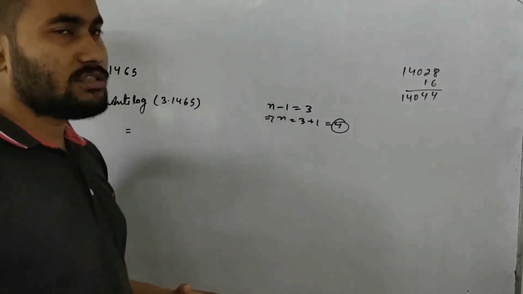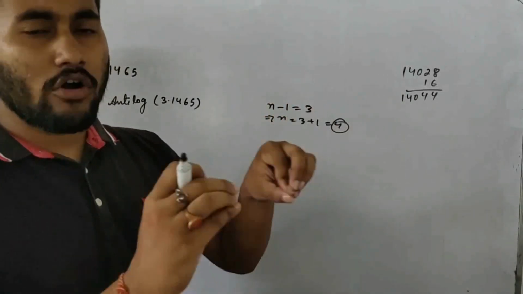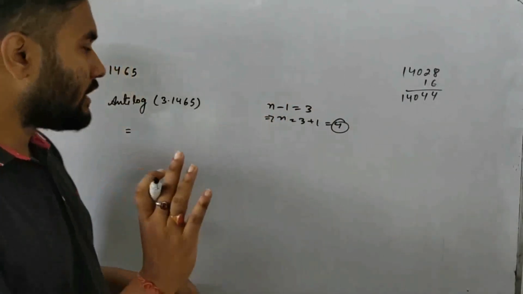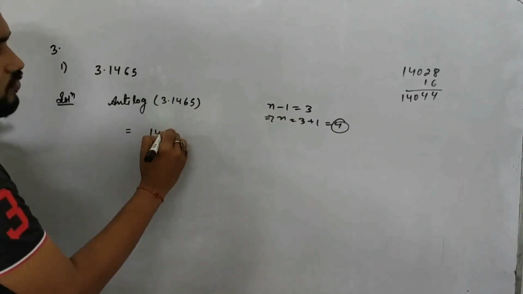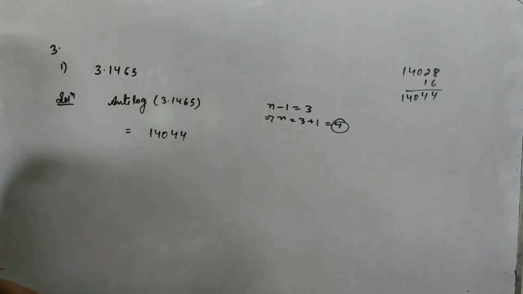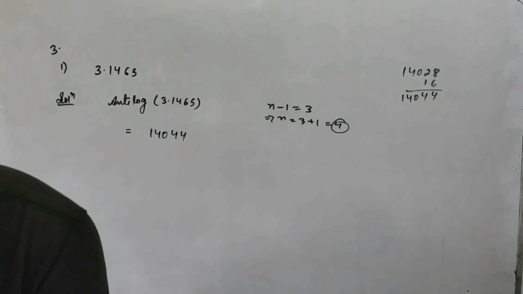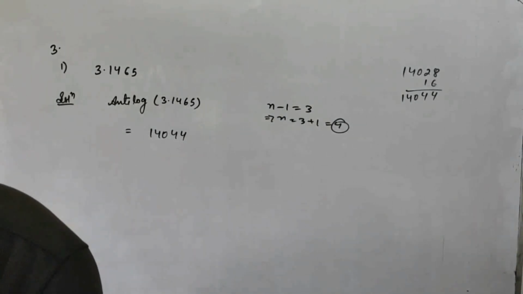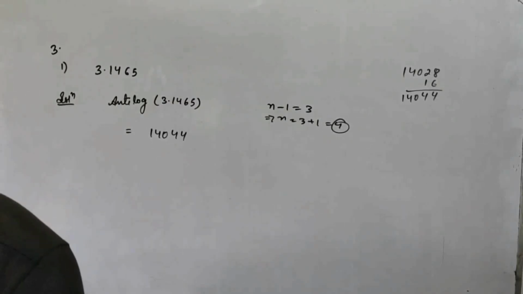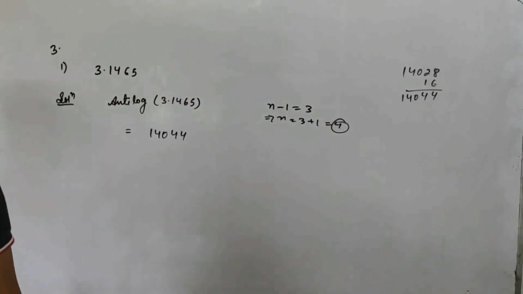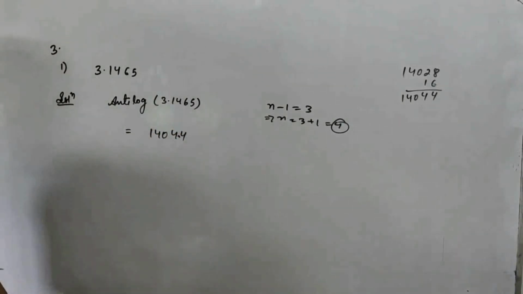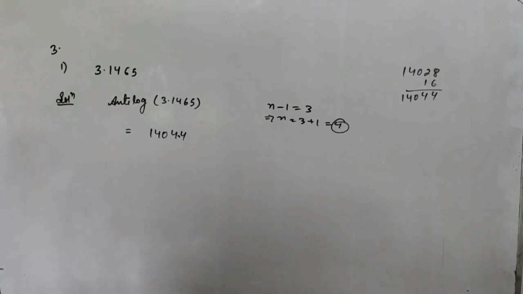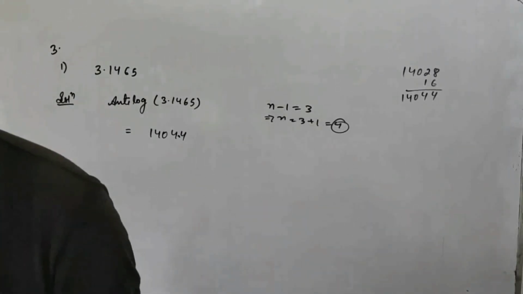But don't worry, in the question paper the value will be given directly. The only thing you have to do is place the point. That's all. Okay, so what is the value? We have got 14044. Now we know that the point will lie over here. The characteristic is given as 3, right? So the point will be after 4 digits, right? So over here the point is 1404.4.